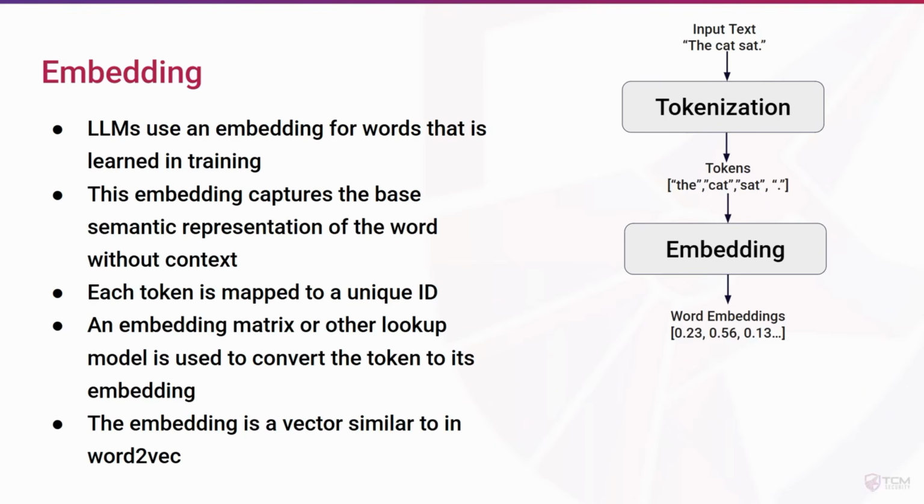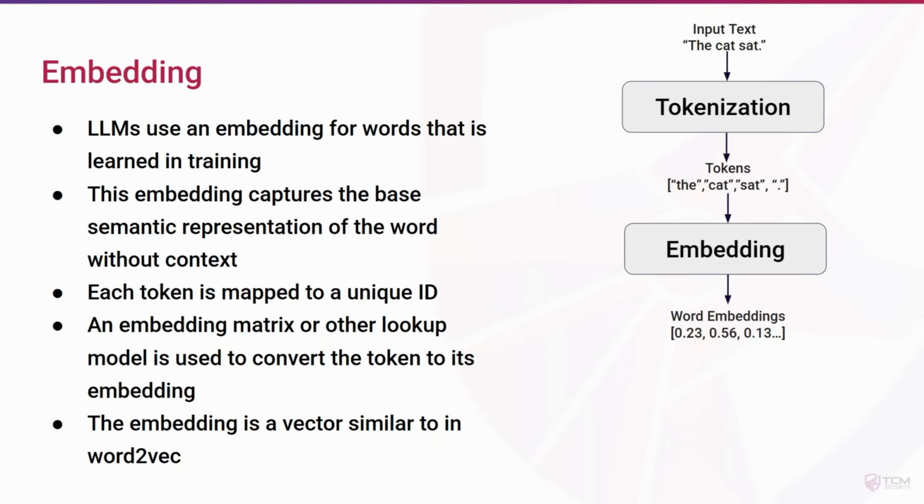LLMs use an embedding for words that is learned in training. Recall how we learned about the Word2Vec representation, where we can represent words as vectors. Well, something similar is done with LLMs, and we call this first representation of words the embedding. What this embedding does is capture the base semantic representation of that word without any context. Each token is mapped to a unique ID, and then something like an embedding matrix or other lookup model is used to convert that token to its embedding.